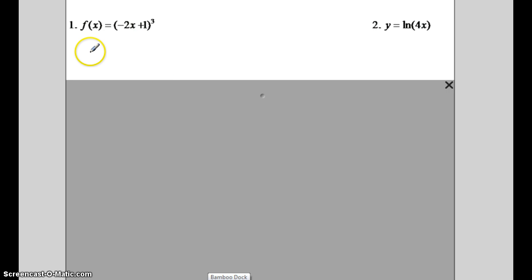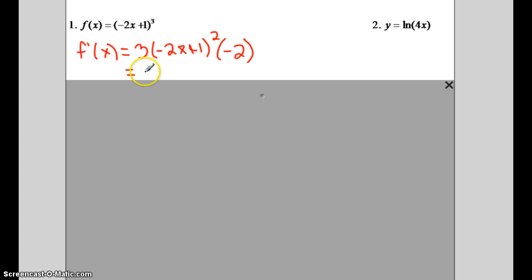This first one is your common chain rule, right? We just did one like this. So when you take the derivative, again, we're going to bring the 3 down, keep the inside the same, and my x's always wind up catching on this. Multiply by the exponent of 2, and then I'm going to multiply by the derivative of the inside, which is negative 2. So if I simplify, I wind up having negative 6 multiplied by negative 2x plus 1, and then squared.